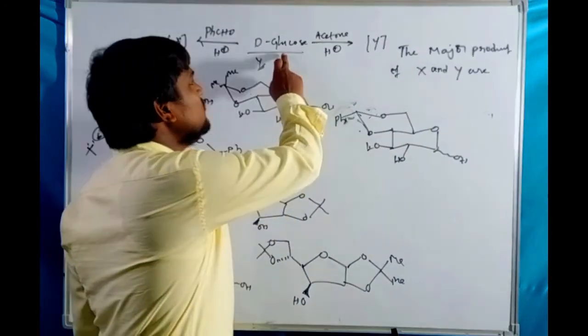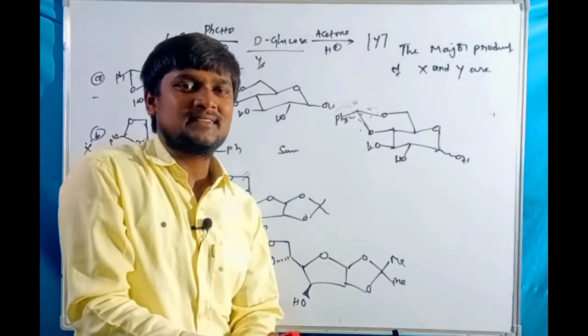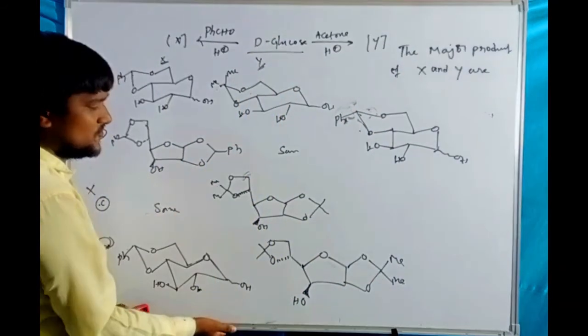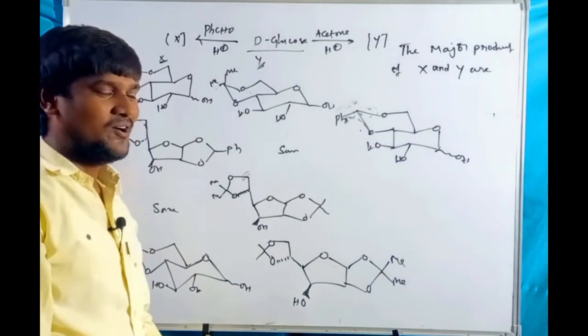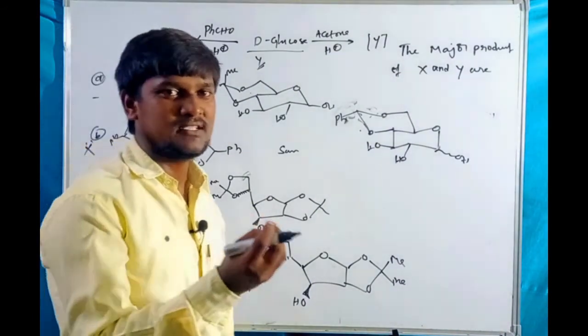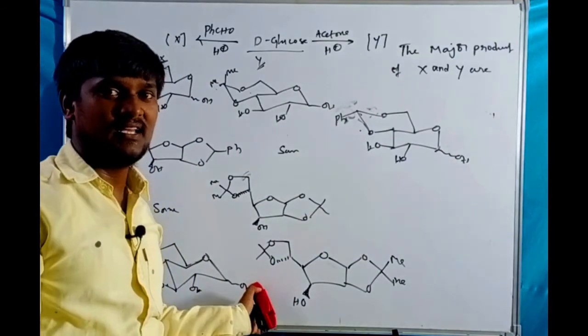Now, so D-glucose is treated with acetone. They didn't mention it is 2 moles, okay? So if it is treated with acetone, it definitely gives the rearranged product. So among these two, which is the rearranged product? So obviously, the fourth one is the rearranged product of Y. So whenever D-glucose is treated with acetone reagent under the influence of acidic medium, it gives the rearranged product.